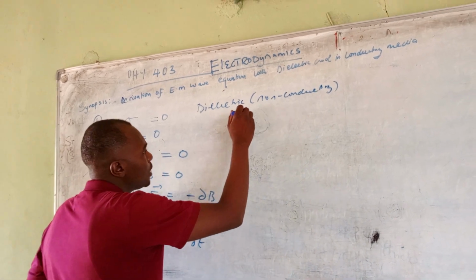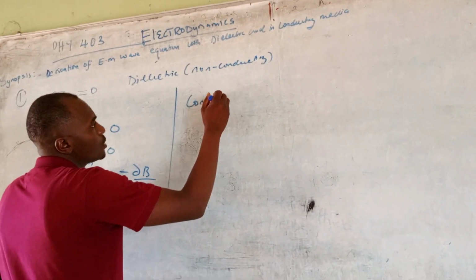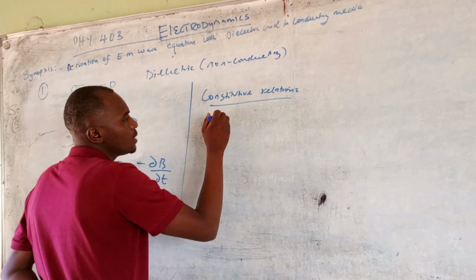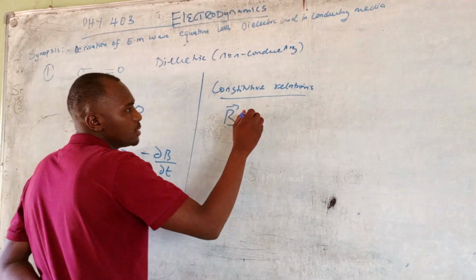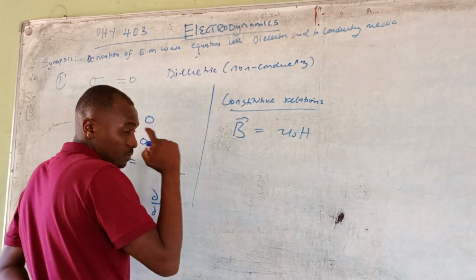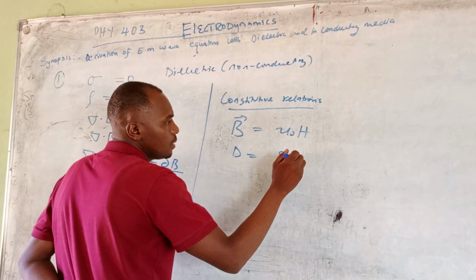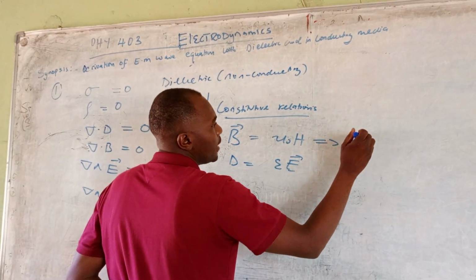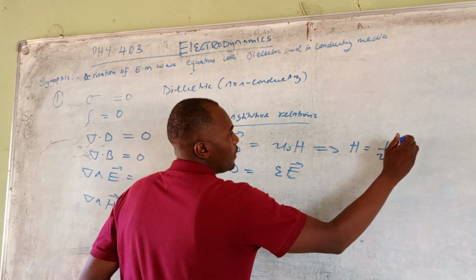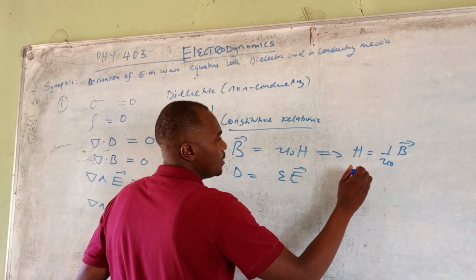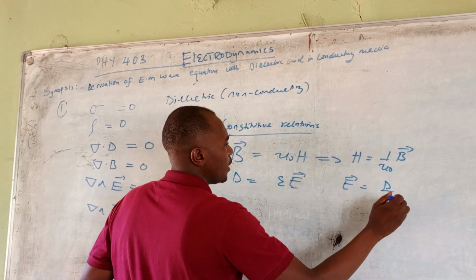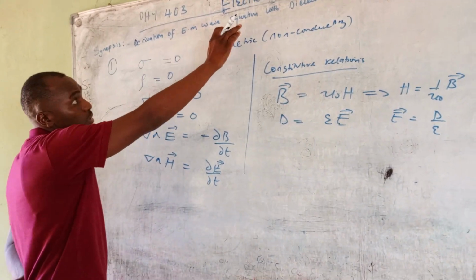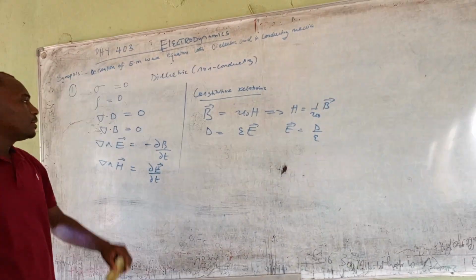Now, please, there is something I want to bring to your attention, which is known as constitutive relations. In the constitutive relations, B is equal to mu H, and D is equal to epsilon E, which implies that H is the same thing as 1 over mu times B, and E is equal to D over epsilon. So these are known as constitutive relations. They will also be applied in the derivation of the electromagnetic wave equation in a dielectric medium.